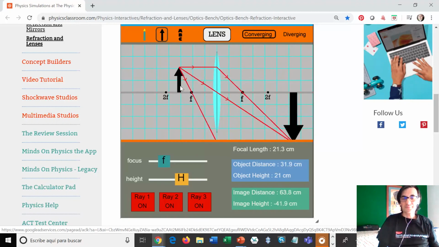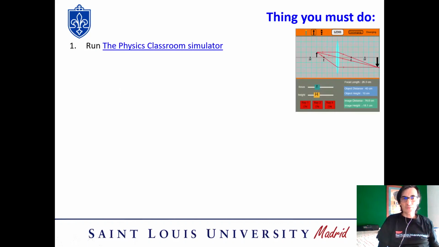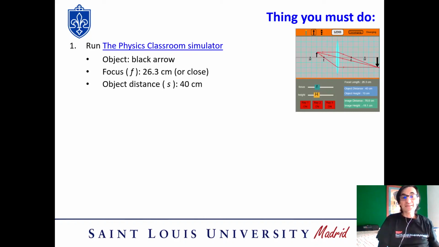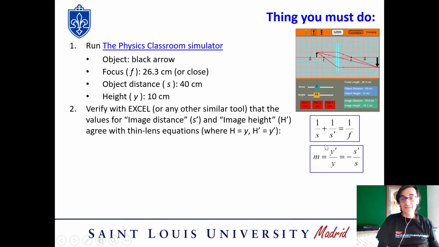Okay? So here are the things you must do again. You want to run the Physics Classroom simulator. As object, I want you to choose the black arrow. The focus initially would be something around 26.3 centimeters, depending on the resolution of your browser. Object distance, something around 40 centimeters. And object height, which is called h in this simulator, but we call it y in our formulas, around 10 centimeters. With these input values, you want to verify using the physics behind thin lens equations.